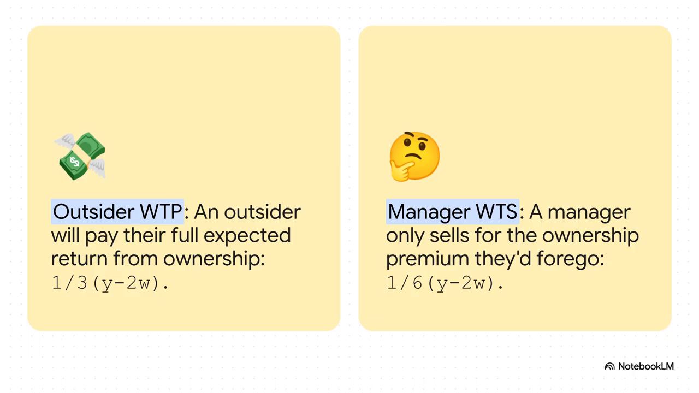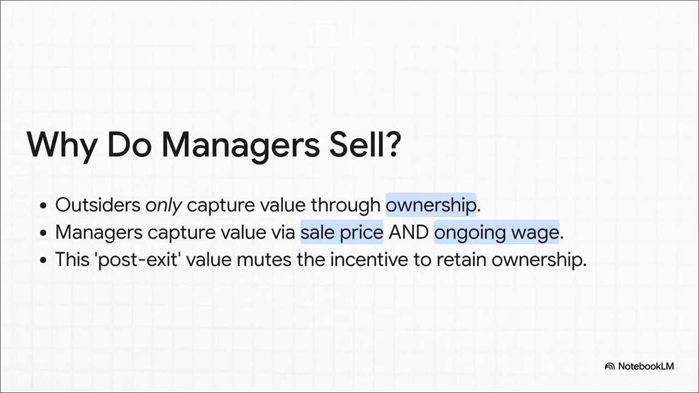The outsider is willing to pay double what the manager requires to sell. The gains from trade are always there. So why on earth would a manager sell? It really boils down to this. An outsider can only get a return on their investment through ownership. But the manager can capture value in 2 ways. First, from the price they get when they sell the asset, and second, from the wage they continue to earn as an essential employee. That post-exit income stream makes them less attached to the returns from ownership itself.